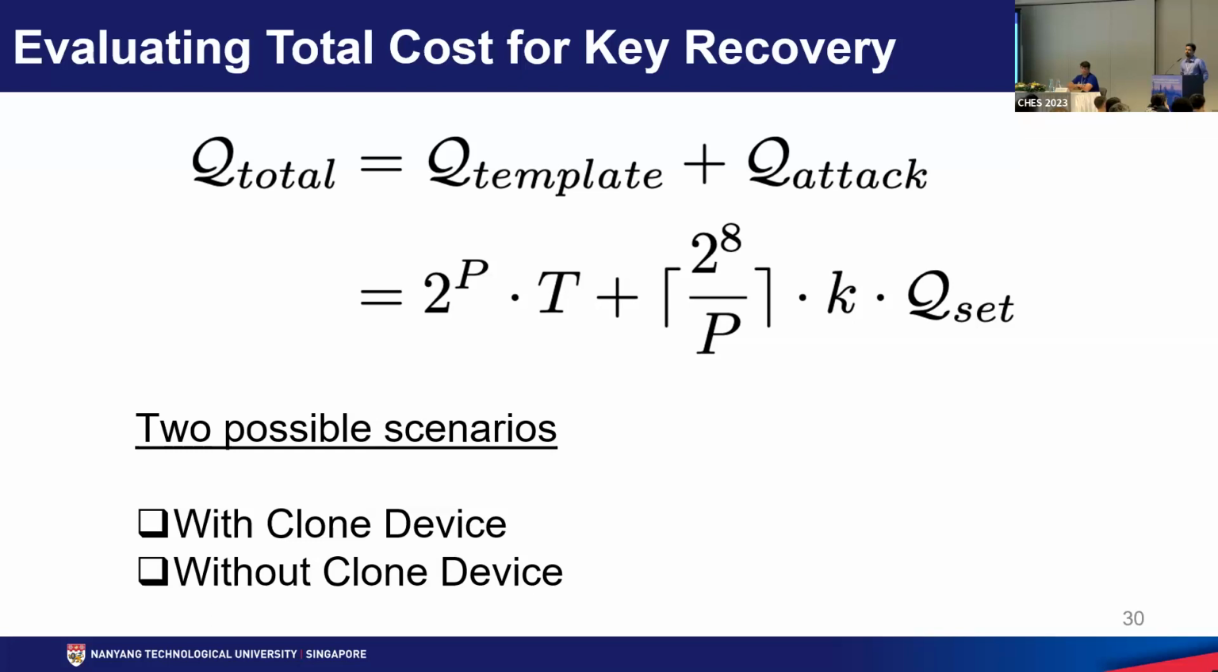To do the profiling, it depends on the experimental setup. With our experimental setup, we are able to do the profiling with a number of traces for the template of t is equal to 5. But it could be further reduced if you have a sophisticated system. So this makes us analyze two categories of scenarios: one is with a clone device, another is without a clone device.